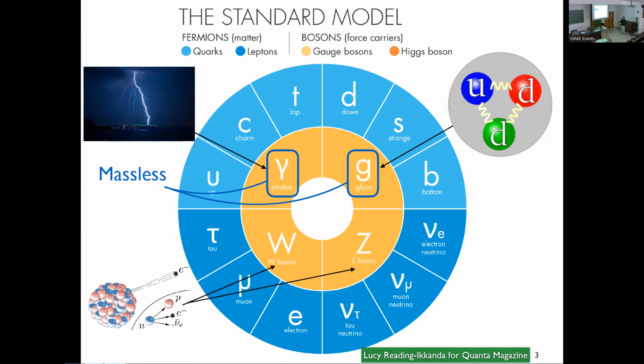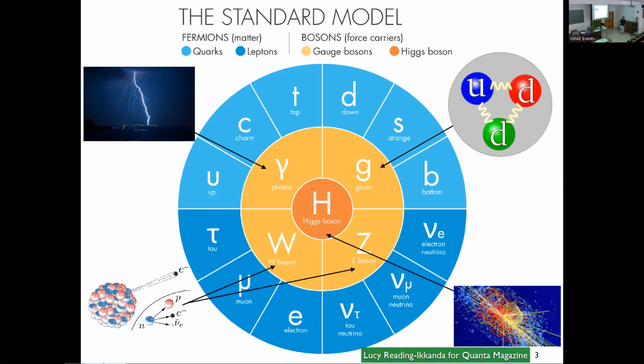Now, it's important here to make a distinction between these two vector bosons and these other two, because these here are massless, while these are massive. The reason why these are massive is connected to the existence of the Higgs boson that fits here. Okay.